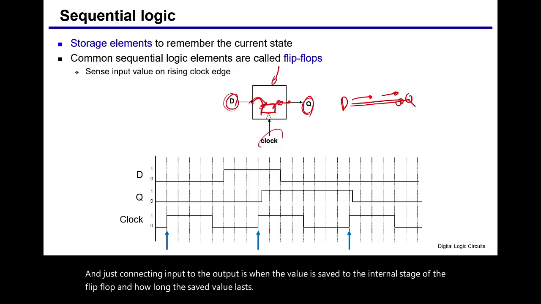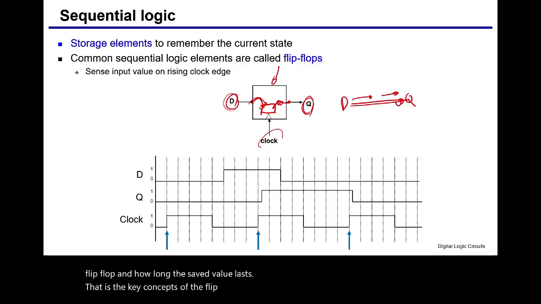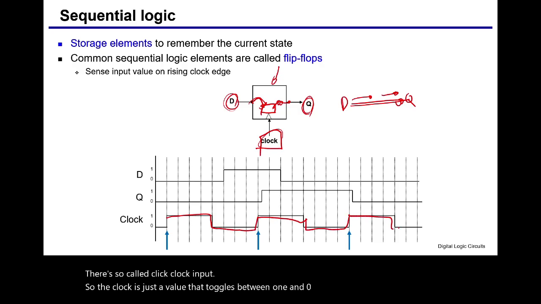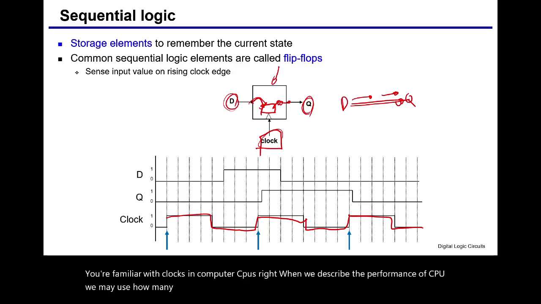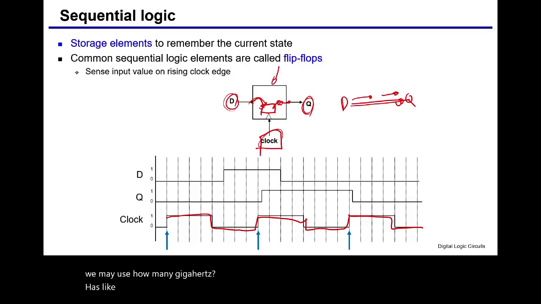That is the key concepts of the flip-flop. To distinguish those timing, we need another input that is called clock input. So the clock is just a value that toggles between 1 and 0. 1, 0, 1, 0. You're familiar with clocks in computer CPUs, right? When we describe the performance of a CPU, we may use how many gigahertz it has, like a 3 gigahertz CPU or a 4 gigahertz CPU. And that determines how fast this clock toggles between 1 and 0.